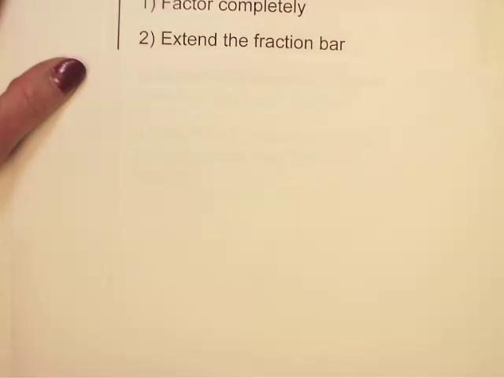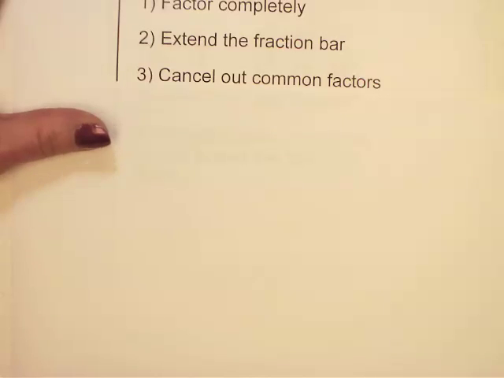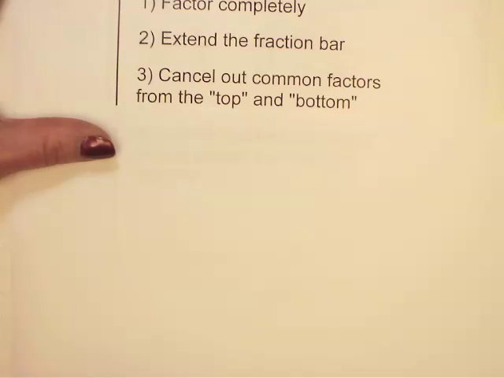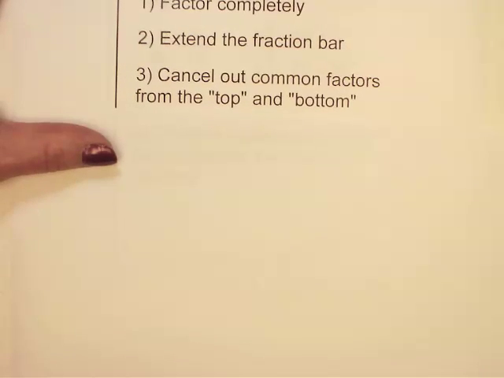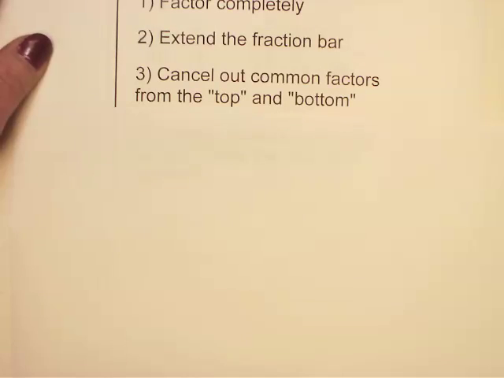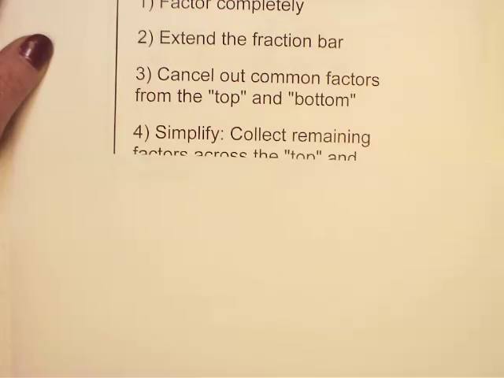Step number 3, we're going to cancel out the common factors from the top and bottom. Remember, this has to be done so that 1 on the top cancels 1 on the bottom each time. And then step number 4, after we finish canceling, we've got to do our cleanup and simplify. Collect the remaining factors across the top and across the bottom.